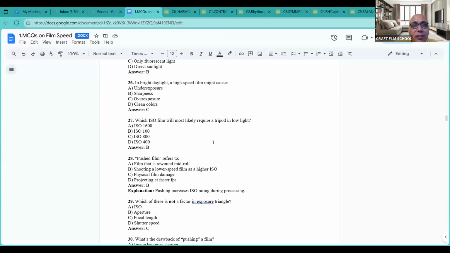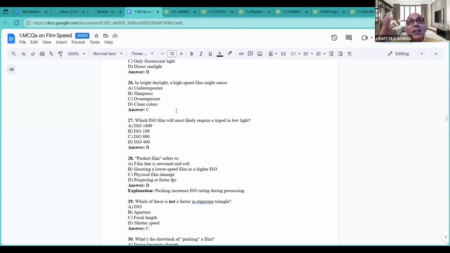So this question requires a very clear understanding that in bright daylight, normally you use 100 ASA film. But if you use high speed film, it will get overexposed because you already have 2 stops or 3 stops of sensitivity in your film itself. Okay. So you need to cut down the aperture, but sometimes you can't cut down because f16 is the highest aperture in some of the cameras, some of the lenses.